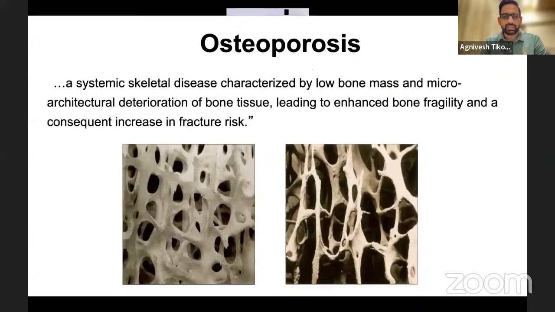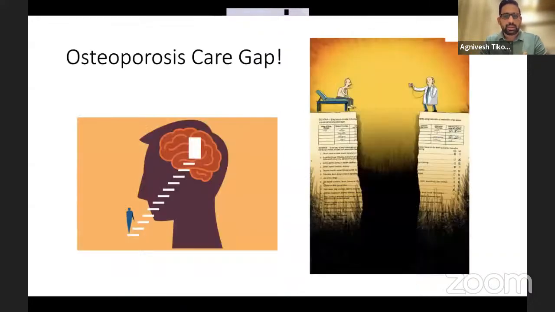So by definition, it is a skeletal disorder characterized by low bone mass and microarchitectural deterioration, which increases the fracture risk. There is something called the osteoporosis care gap, which means that the physician is unable to realize osteoporosis as a diagnosis in many patients. And because of that, they are left untreated and suffer fractures in the later age group.